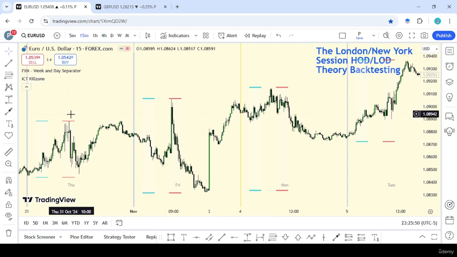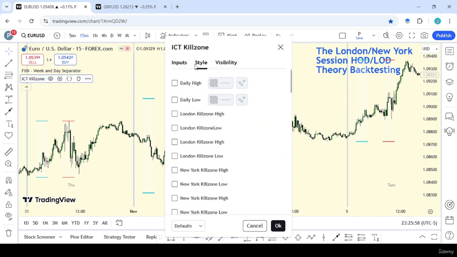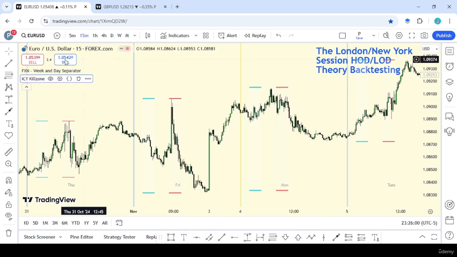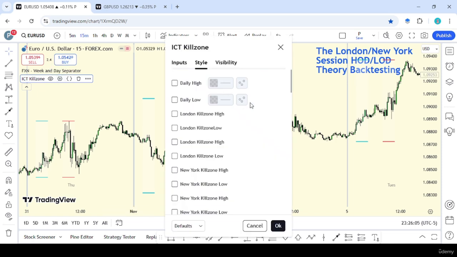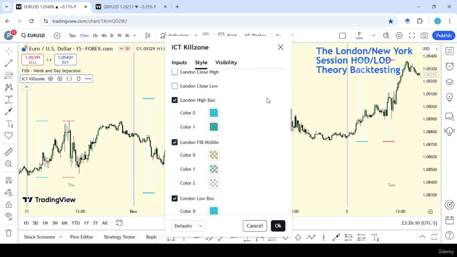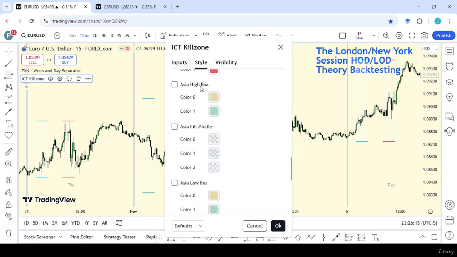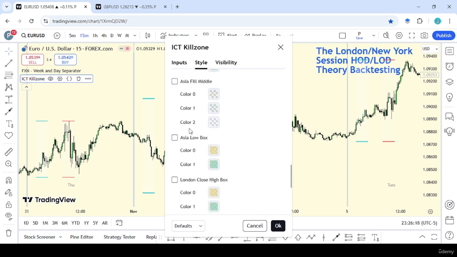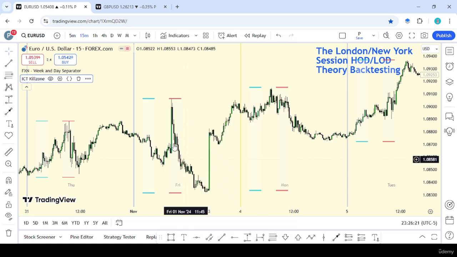Maybe I can show how I disabled that. I just went to the settings. If you go to the ICT kill zone indicator and then click on settings, then style, I just scroll down and disable the Asian high, the Asian fill mid, and the Asian low box. So I disable those three, and that is how I've achieved this. And then I made sure that I enable the London session and the New York session alone.